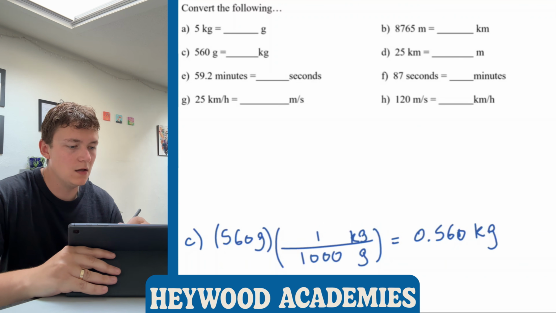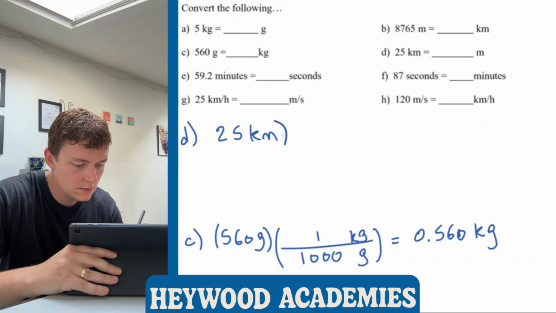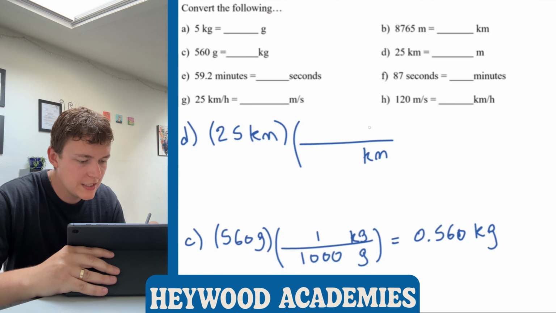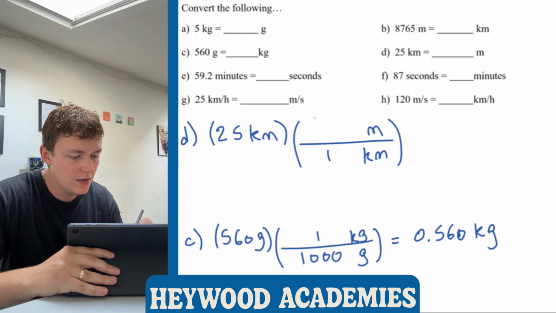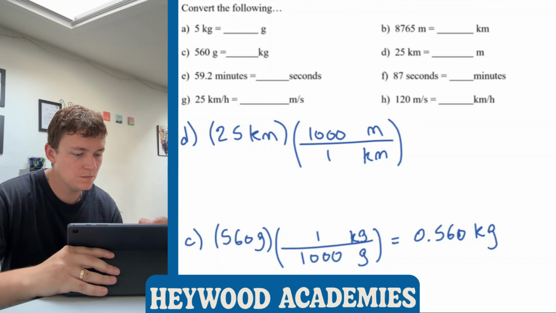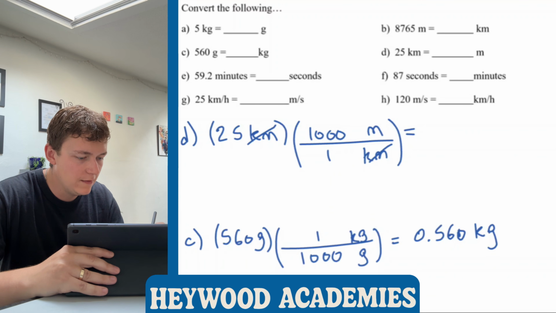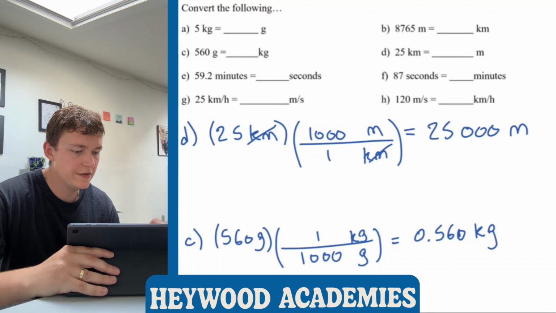Okay, next up we got kilometers to meters. So 25 kilometers. Kilometers on the bottom to cancel them out, meters up top because that's what we want. 1 kilometer is 1,000 meters. So cancel our kilometers and we're left with meters. And we've got 25,000 meters.